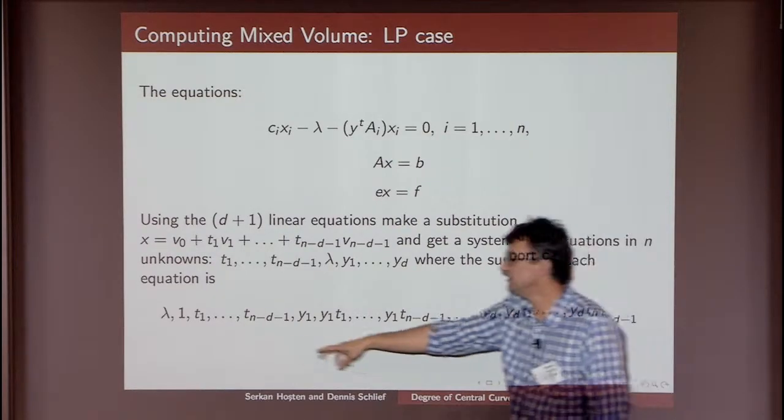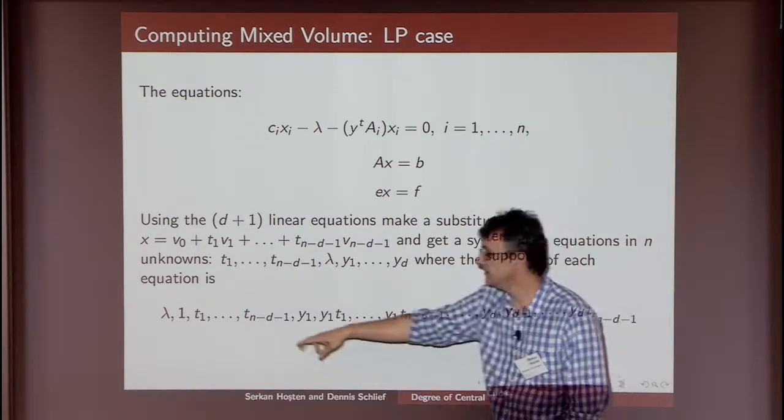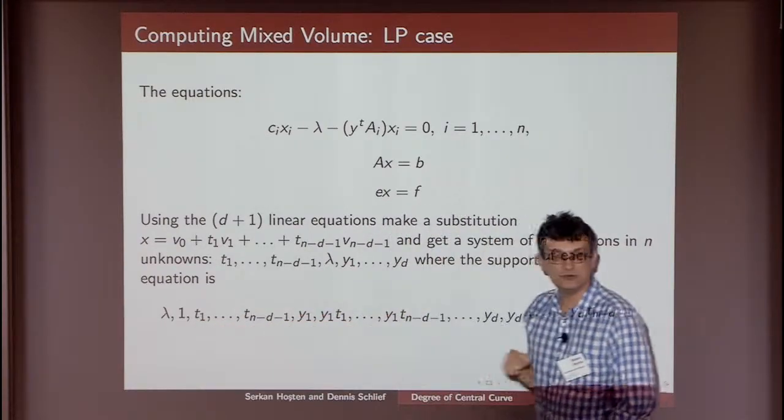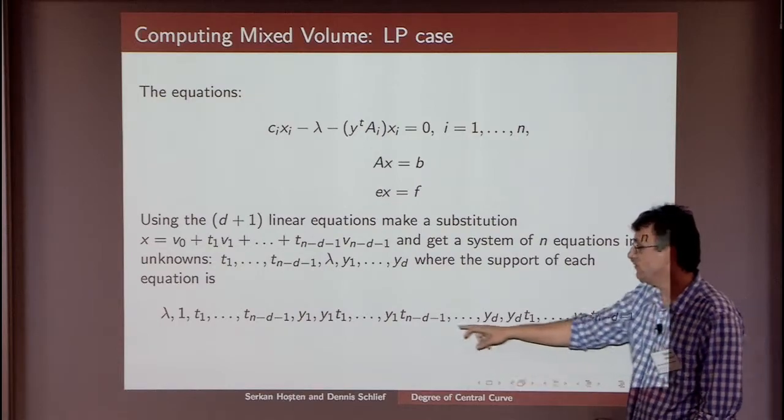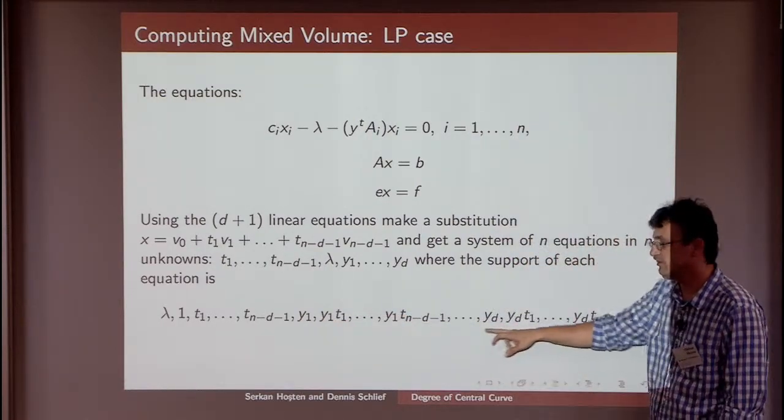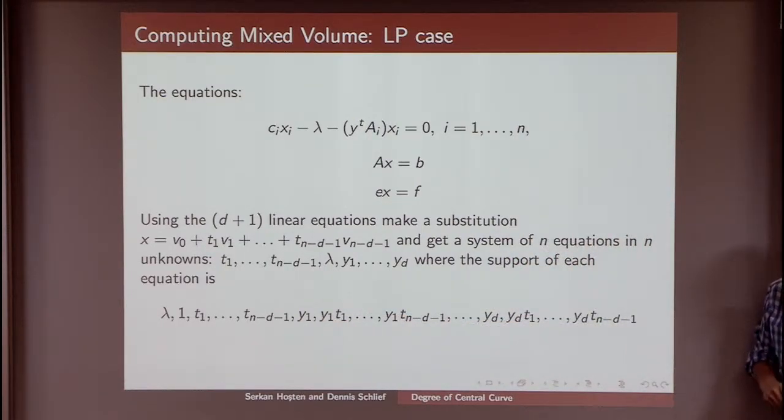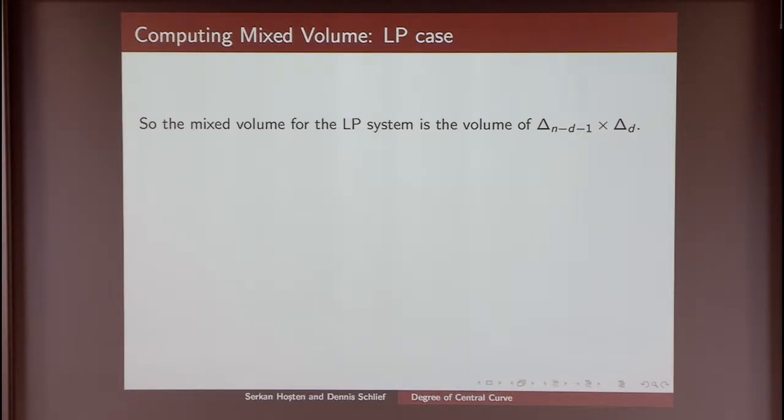Note that the lambda I can ignore. The support is 1, t1 to t_{n-d-1}, that thing multiplied with y1, that thing multiplied with y2, etc. That's the support. So what is that? That's also known as the n minus d minus 1 simplex cross the d-dimensional simplex. And every equation has that support.